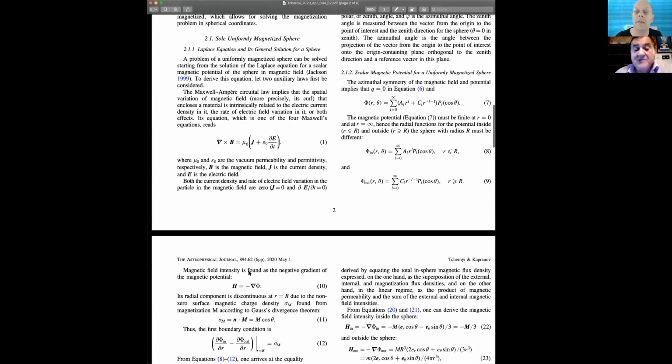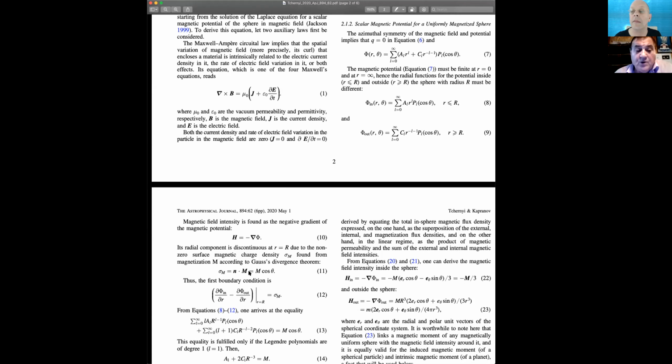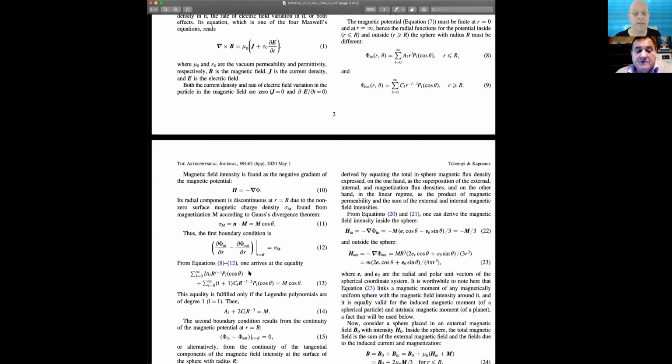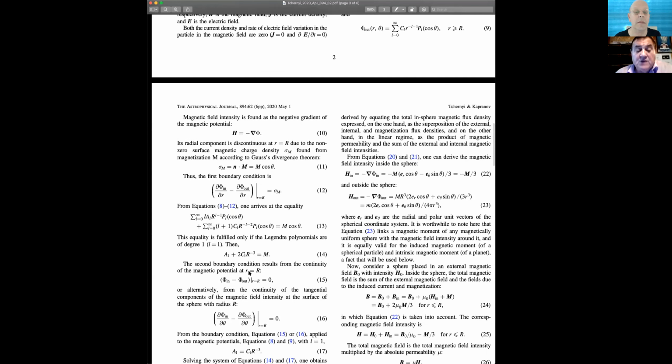For the azimuth symmetry of the sphere, we found a solution when the magnetic field is determined by a negative gradient of the magnetic potential, expression number 10. And it means that we're on the right way, we are working with diamagnetic particles. And we found the solution of the magnetic potential with expressions 20 and 21.